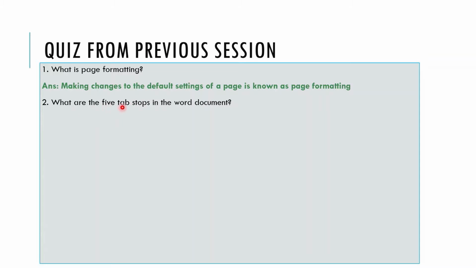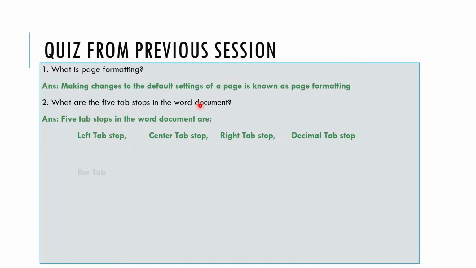What are the 5 tab stops in the Word document? And the answer is, 5 tab stops in the Word document are left tab stop, center tab stop, right tab stop, decimal tab stop, and bar tab.